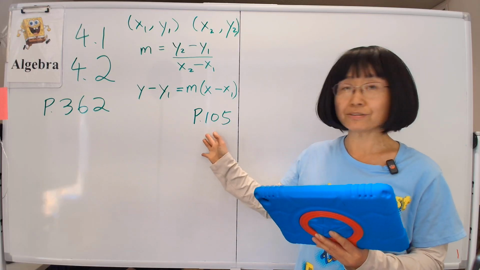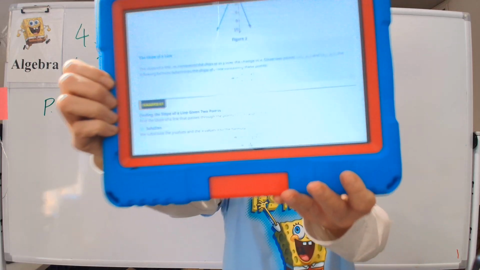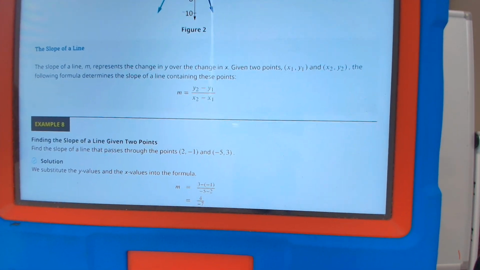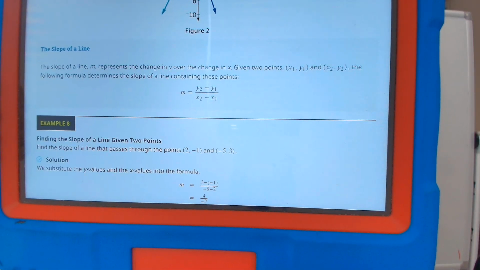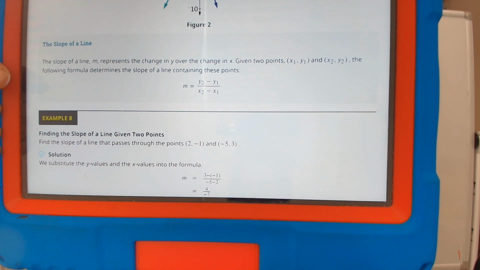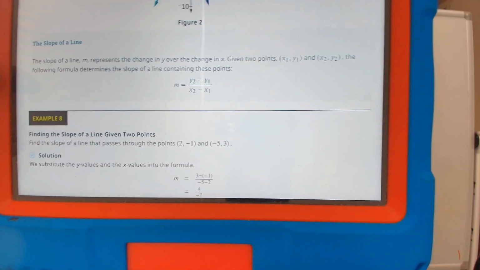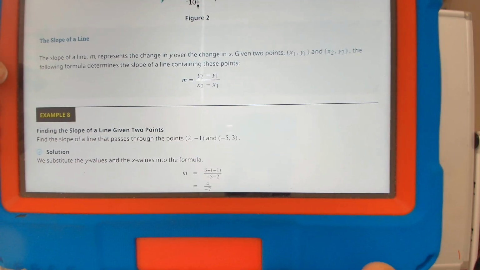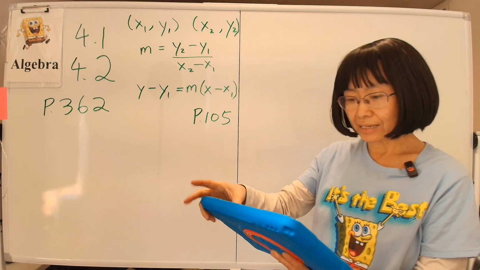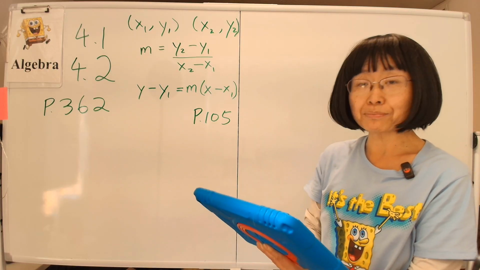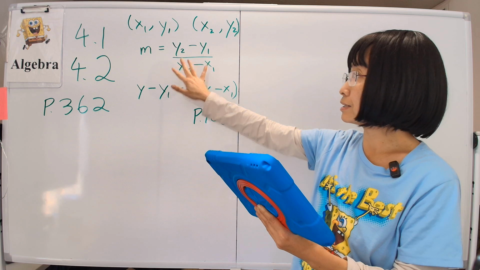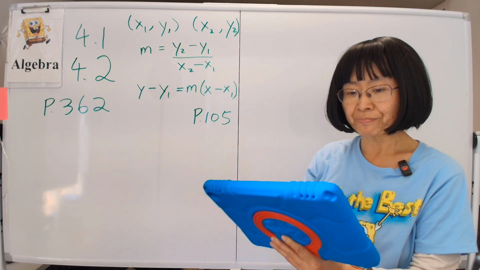So on page 105 in your book, you will see the slope of the line, which we did some time ago. Right? What was the slope of the line? If you have 2 points, (x1, y1) and (x2, y2), the slope is calculated by taking the difference and then dividing. That is, m, the slope, is equal to (y2 minus y1) over (x2 minus x1), which is what I have written here as well. So with that, as you can see in example 8, if we are given 2 points, you can calculate the slope very quickly by following this formula.